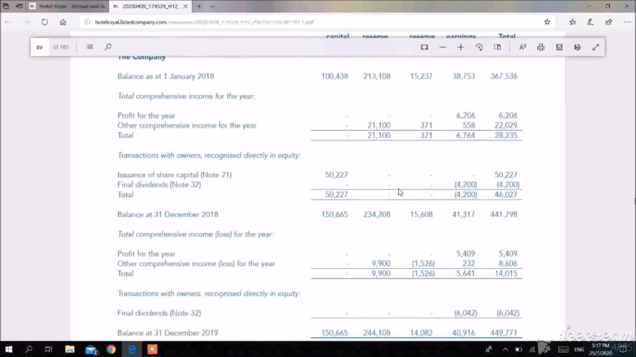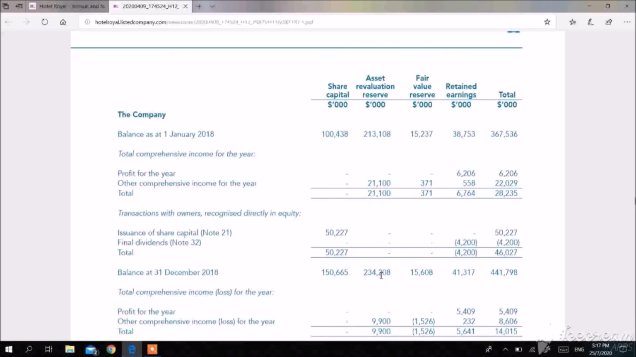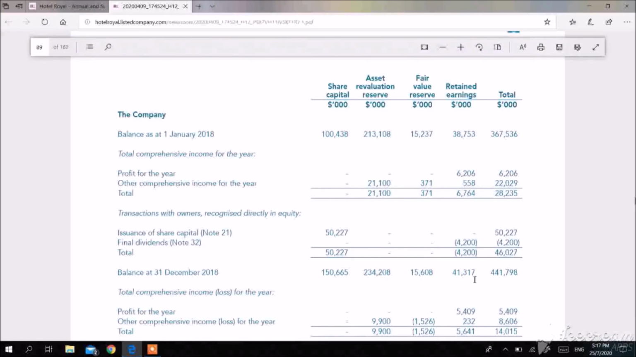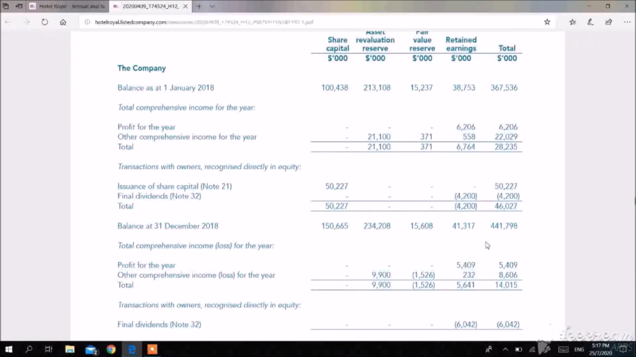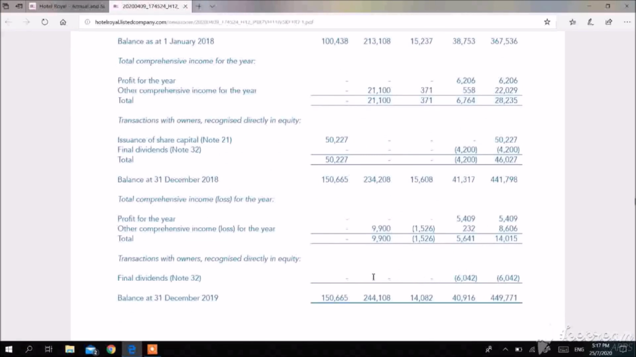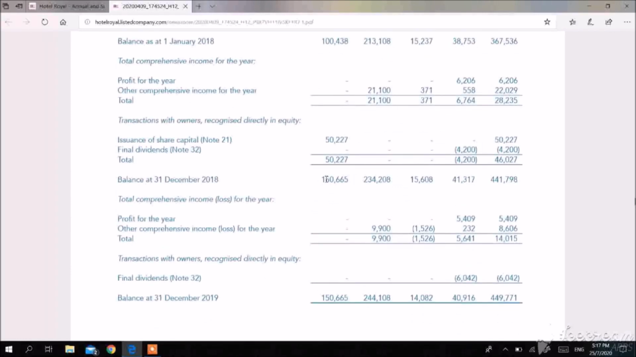So as you can see, this is the balance as at 31st December 2018: the share capital, the asset revaluation reserve, fair value reserve, retained earnings, and also the total here. So you can see profit for the year. Don't worry about what this other comprehensive income is. Typically, it means it is an increase in equity that is not recognized as income. Here you can also see there's a declaration of dividend, which affects the retained earnings. And the most important thing is that the figures here and here must be the same as those of the balance sheet. So let's take a look at it.